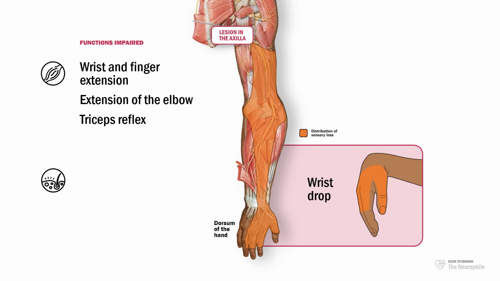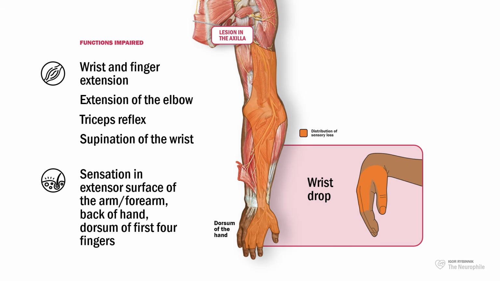With radial palsy, the supinator muscles are weakened, making it hard for patients to turn their palms upward. When it comes to sensation, there are paresthesias and sensory loss in the radial distribution, the entire extensor surface of the arm and forearm, and on the back of the hand and dorsum of the first four fingers.